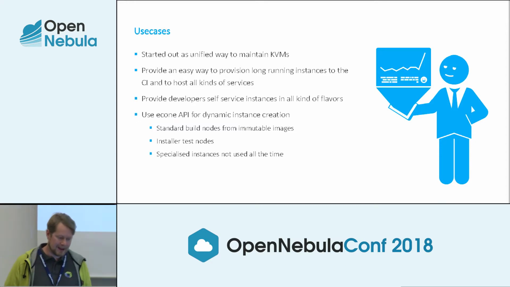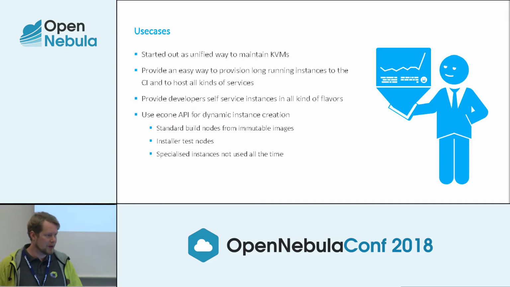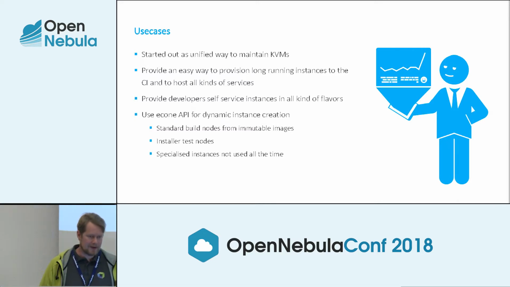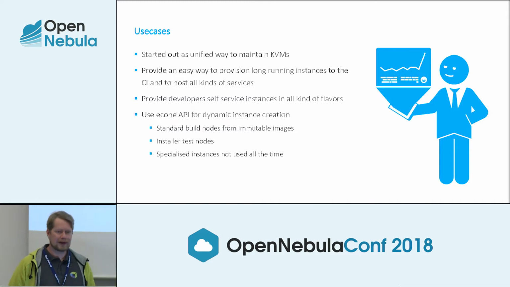We run our standard build nodes from immutable images. We ramp them up via EC2. We have our installer tests that provision all kinds of operating systems, run the installer against it, and see if everything works. They are just started up, create the instance, run the tests, throw away. We also have a bunch of instances with a specific software stack on them that you don't need to run the full day. It's basically, okay, there's an integration test against this or that stuff that you don't need to have in every build. Then just start up the instance and don't waste the resources on a VM that's not actually used.